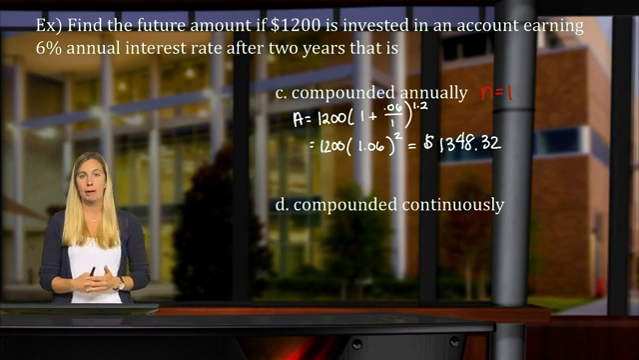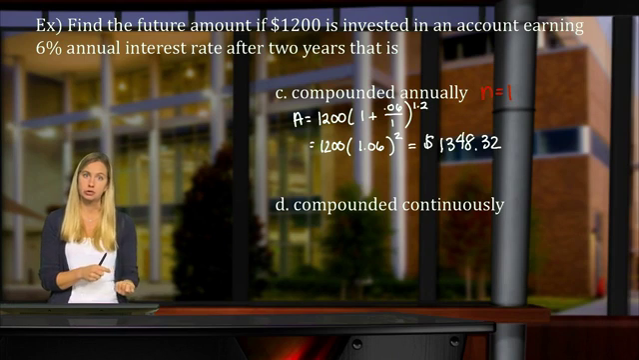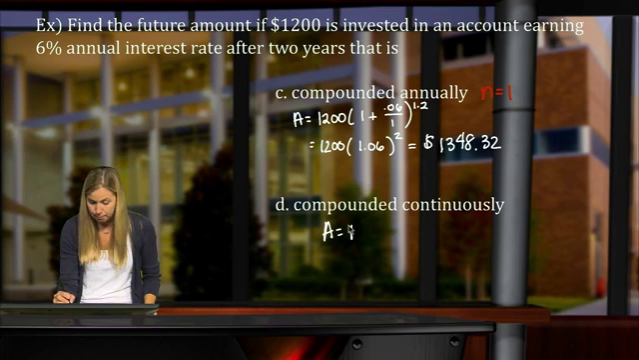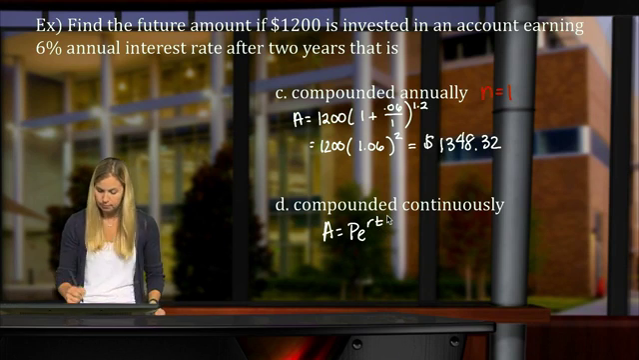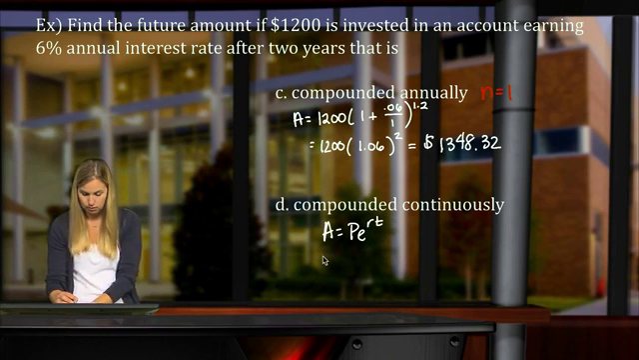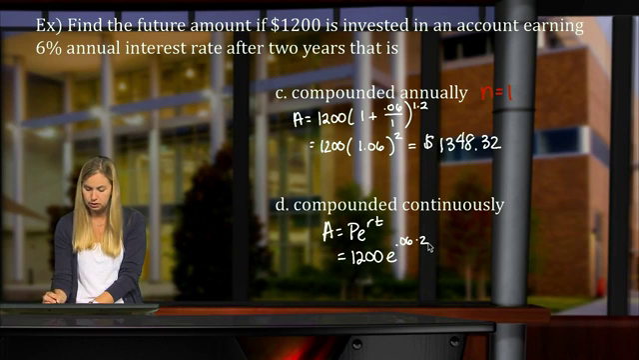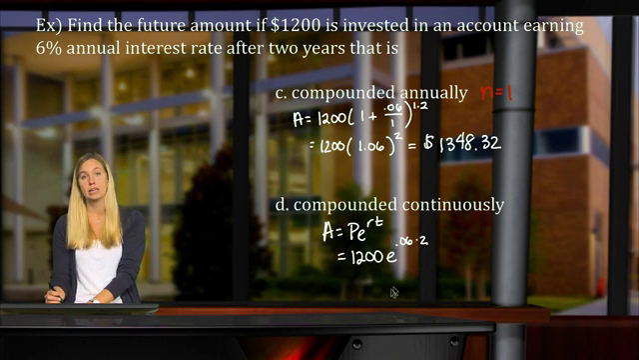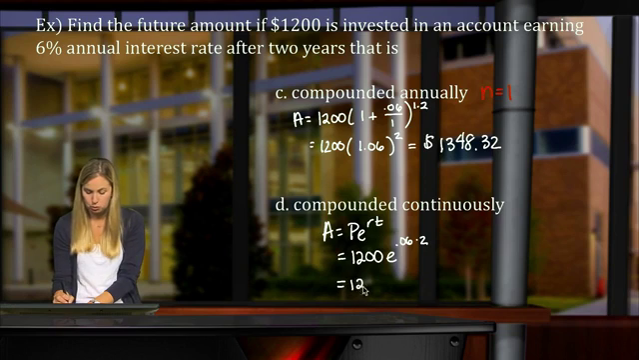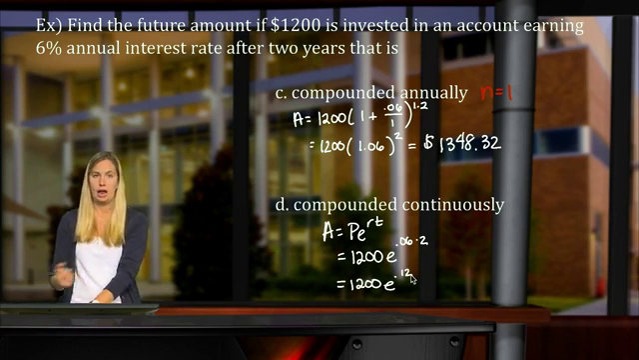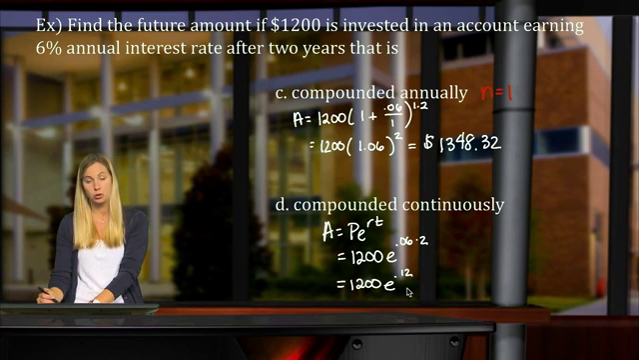If our account is compounded continuously, now we're shifting gears. We're actually going to use that other formula. A lot of times we just call it A equals P e to the r t. Our principal is 1,200. e raised to a power of 0.06 times 2. Again, try to simplify what you can. This is 1,200 times e to the 0.12. And then, again, evaluate exponents first and then multiply.